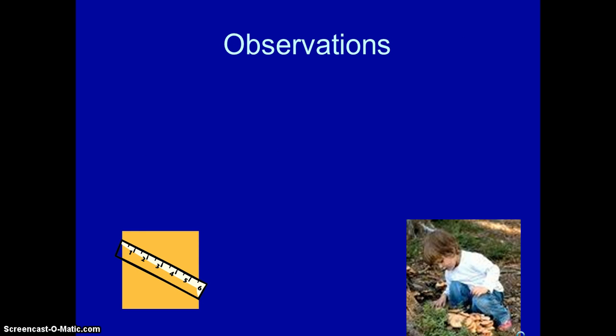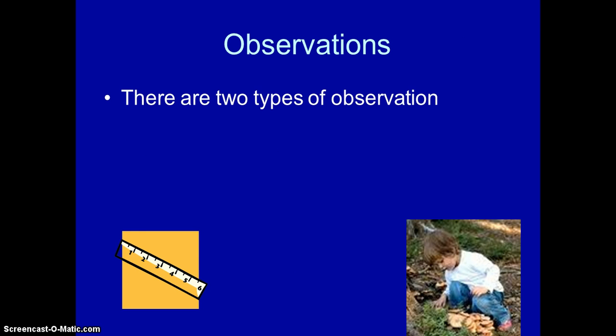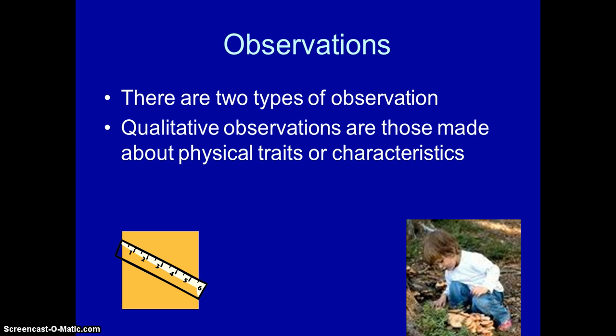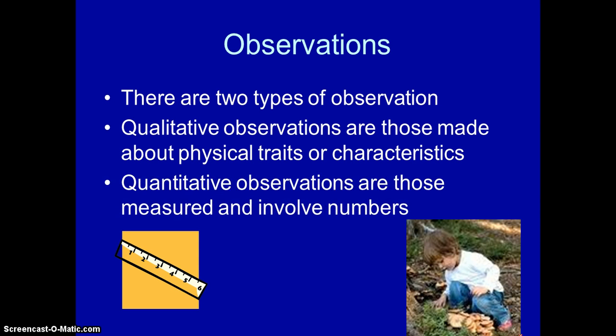So, how do we make observations? Well, an observation, first of all, can be broken down into 2 different kinds. There are qualitative observations. Those are made about physical traits, characteristics, and so on. Those are things like color, shape, texture. Things that you can observe, but you don't really measure, so to speak.